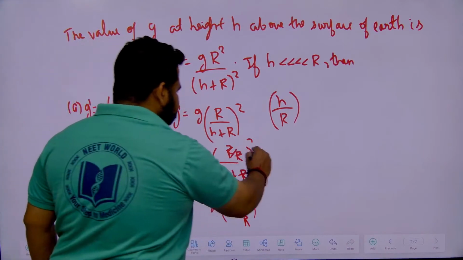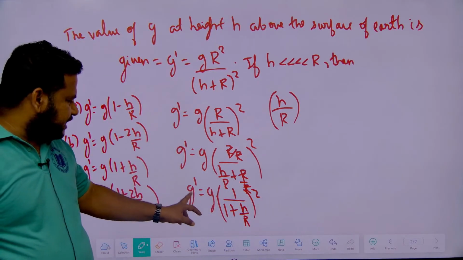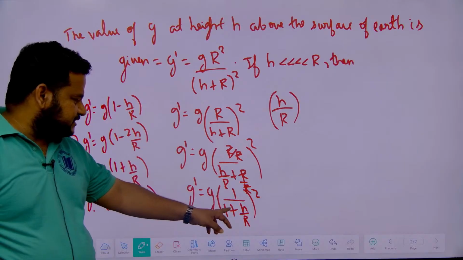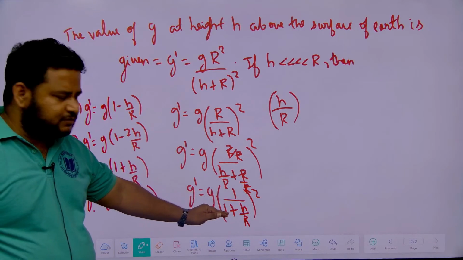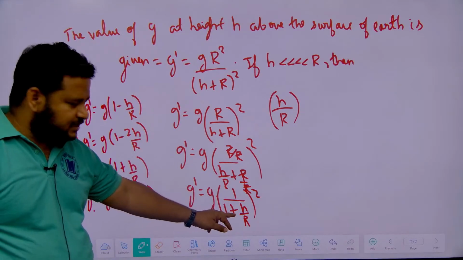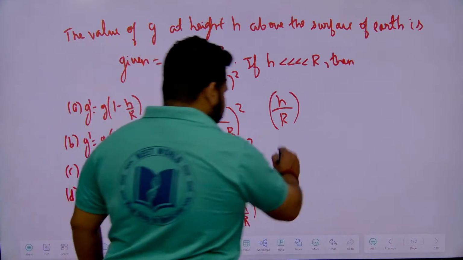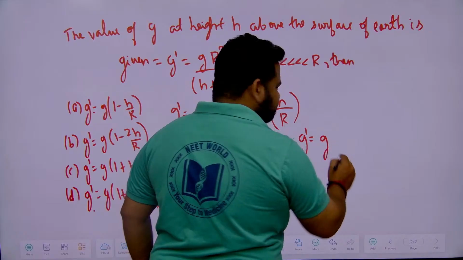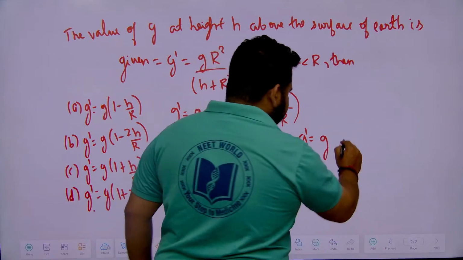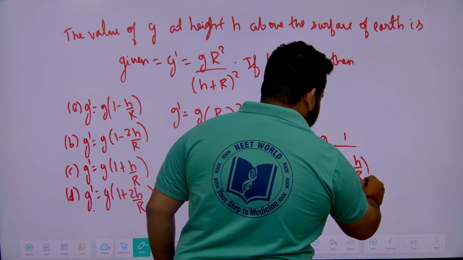The square is also there outside. Now G dash is equal to G into 1 by 1 plus H by R. Numerator is 1. You have to focus on the denominator, 1 plus H by R. Let me write it again for you to understand. G dash is equal to G into 1 square, which is 1 itself. Denominator will become 1 plus H by R whole square.